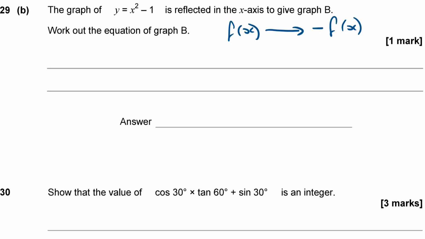So if I take that equation, f of x equals x squared minus 1, and write a minus sign in front of it, then I'm going to get y is equal to minus, x squared minus 1. So removing the brackets, I'm going to get y equals minus x squared plus 1, or 1 minus x squared. There's another way of writing it down.